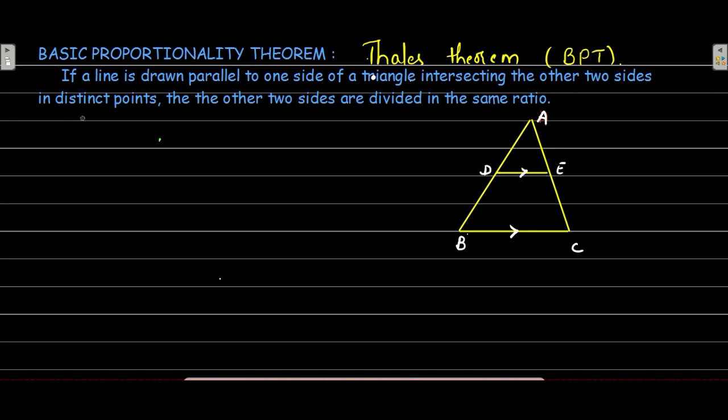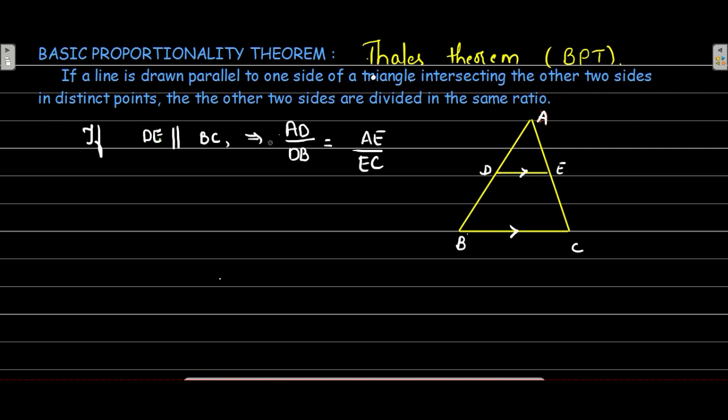So, how do you write it? What is said in this statement is, if DE is parallel to BC, then these two sides, that is AB and AC, will be divided in the same ratio, that is AD by DB will be equal to AE by EC. Now, you will understand the statement more properly.